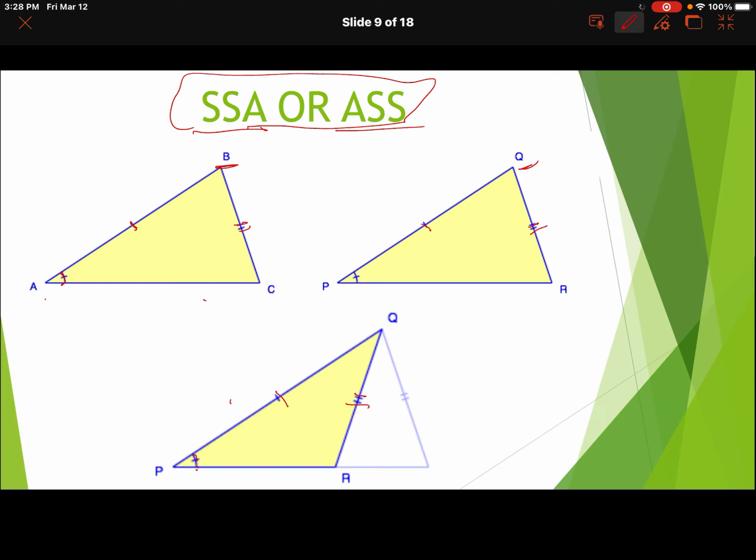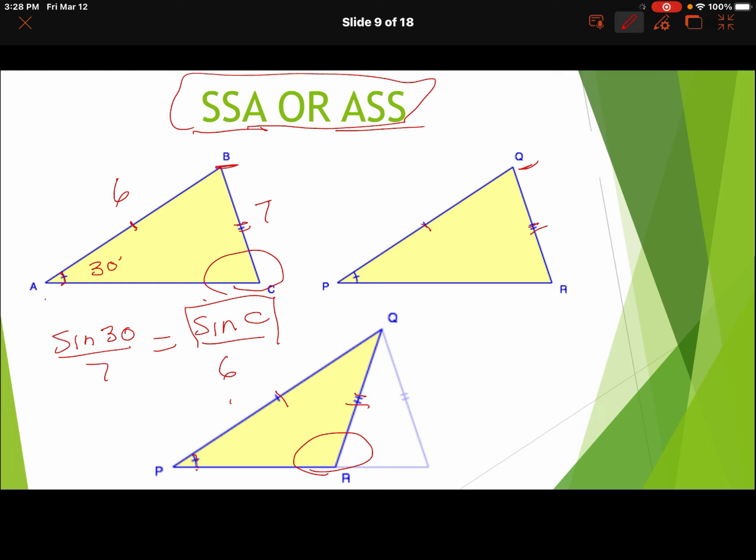So what I need to look at is this angle right here. When I solve for this angle, let me just put in some numbers here. I have like 30 and 7 and 6, okay? I could do sine of 30 over 7 equals sine of C over 6. And then when I put that in my calculator, I have to do inverse sine, don't I? Well, remember, sine is positive here and here. My calculator's only going to give me this angle. But it could be over here because the angle in a triangle could go up to 180.